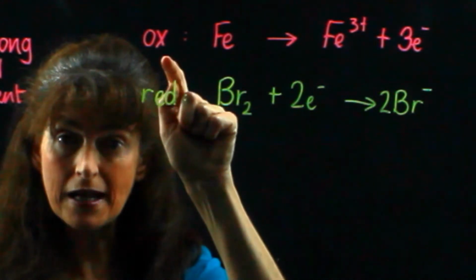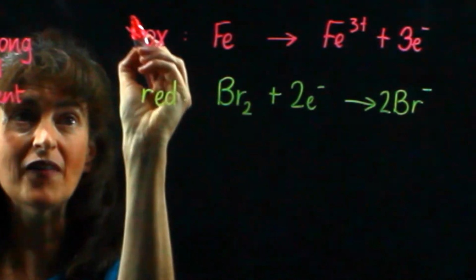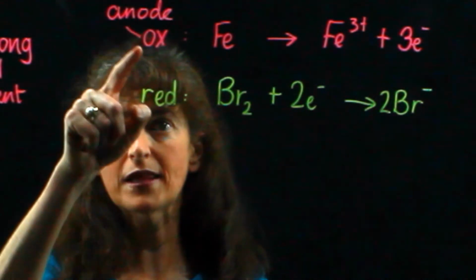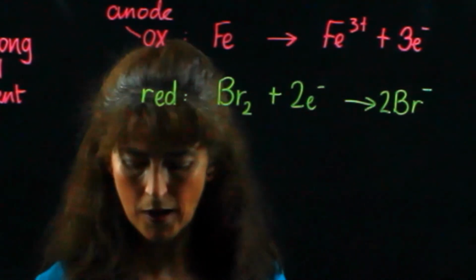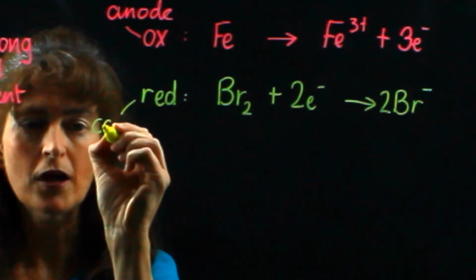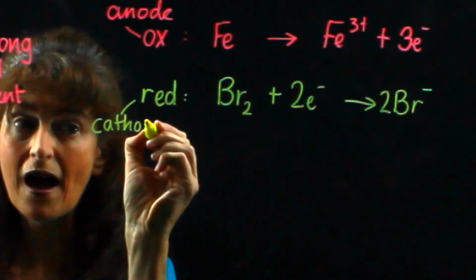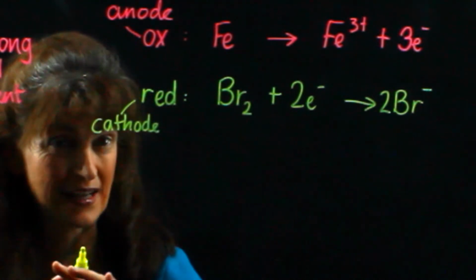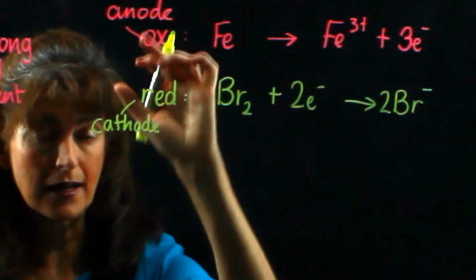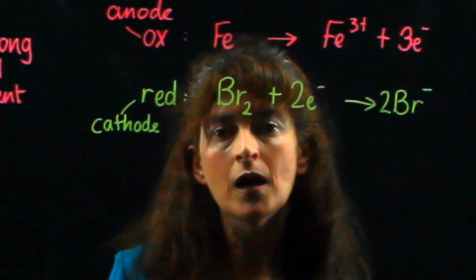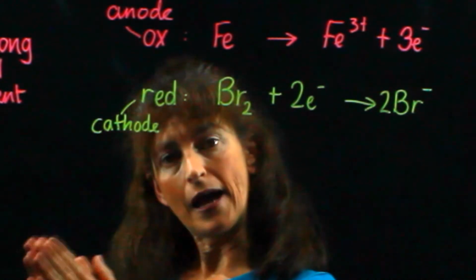We know that oxidation always happens at the anode, and that's easy to remember because they both start with a vowel. And we know that reduction always happens at the cathode. So this is true whether we have a galvanic cell like here or even in an electrolytic cell. That oxidation always happens at the anode, reduction always at the cathode. Right, now let's take a look at our questions.